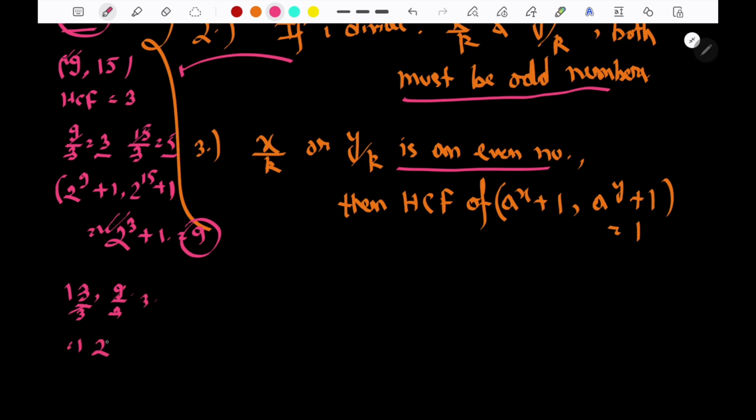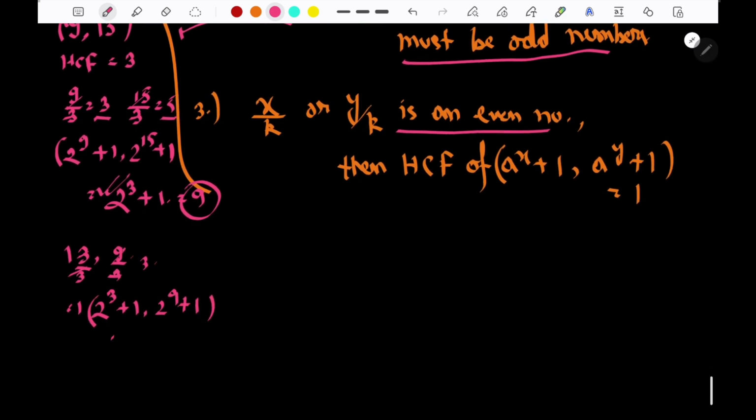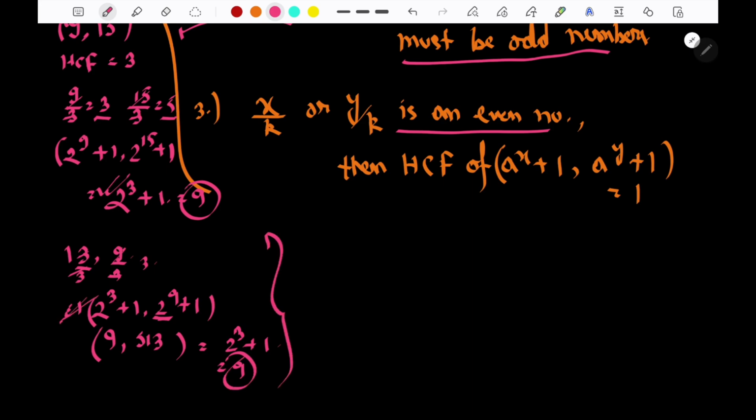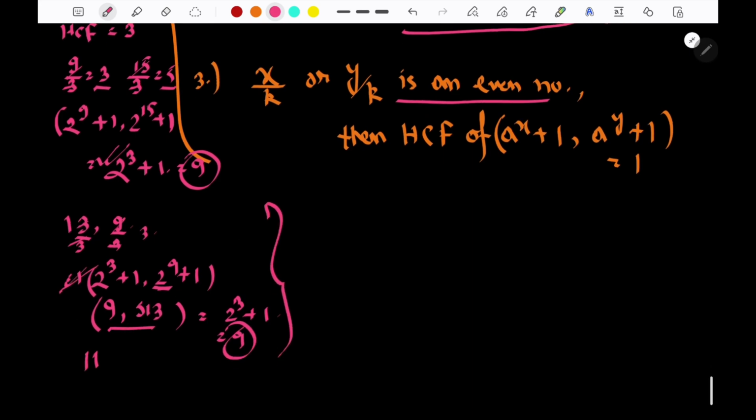Again what I am saying, if we choose 2 to the power 3 plus 1 and 2 to the power 9 plus 1, the HCF will be, now this is 9, what is this? 2 to the power 8 is 256, so 513. So what we are talking of, what is the HCF? So this will be 2 to the power 3 plus 1, that is equal to 9. This is what is being said. Check out, the HCF of 9 comma 513 is equal to 9.